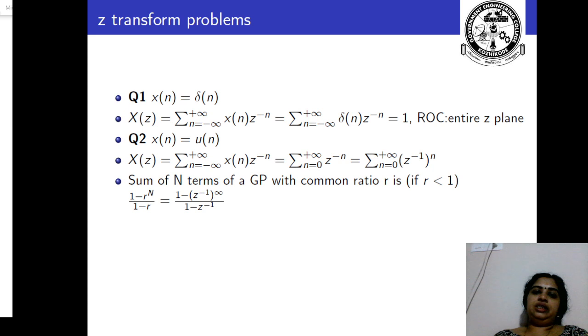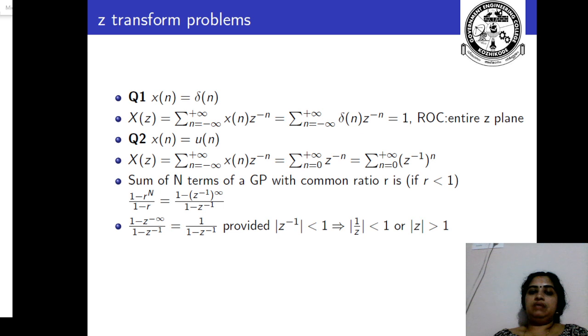Now what is z raised to minus 1 raised to infinity? Z raised to minus infinity. Z raised to minus infinity is 1 by z raised to infinity. That is 1 by infinity. 1 by infinity is nothing but 0. Okay, so you will get the sum of infinite terms of the GP as 1 by 1 minus z raised to minus 1, provided here we have taken that r is less than 1.